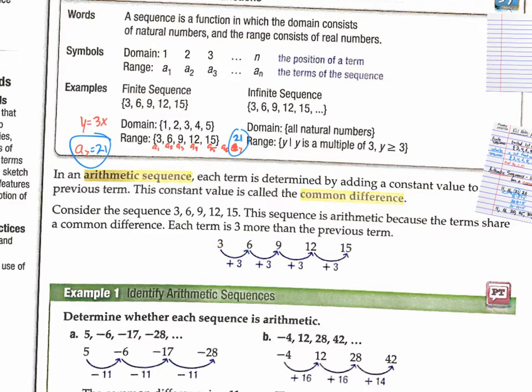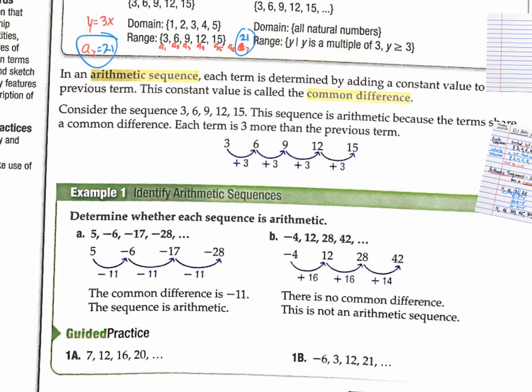It'll become a lot clearer, like on this guy down here. It says, determine whether each sequence is arithmetic. Well, I would rather do -6 take away 5. -6 take away 5, that's a common difference of -11. -17 minus a -6, that's -17 plus 6, that's a common difference of -11. -28 minus -17, that's really -28 plus 17, that's really a common difference of -11. So there is a common difference between all these numbers. So this is definitely arithmetic.